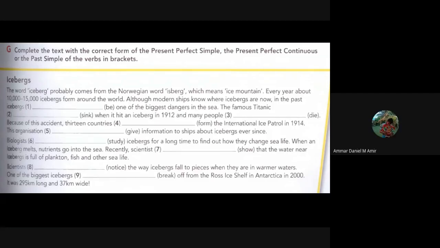Sure. Were ke was, tengok balik. Dia punya subject apa? Icebergs. Singular ke plural? Plural. So plural pakai was ke were? Were. Very good. That's the answer. Okay, the icebergs were one of the biggest dangers in the sea.